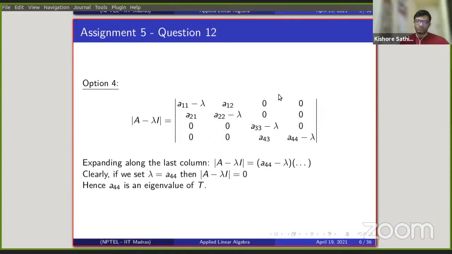Now we don't care about what is inside the 3 cross 3 determinant. I just put it as 3 dots over there. All we care about is that if we set lambda equal to A44, this determinant is going to go to 0. And so automatically we can say that since the determinant of A minus A44 I is equal to 0, A44 has to be an eigenvalue. So quite an easy question. A44 is an eigenvalue. So for this question, all 4 options are correct.